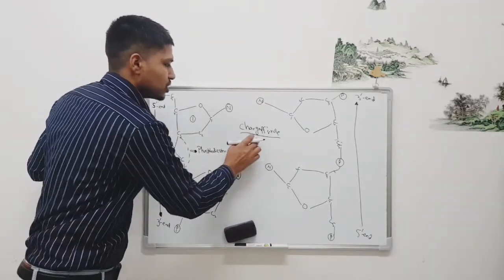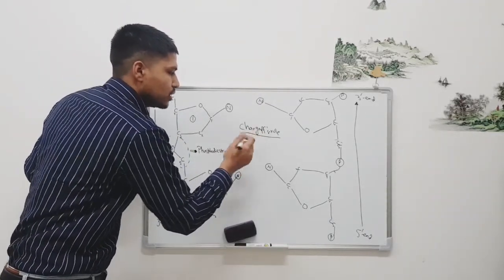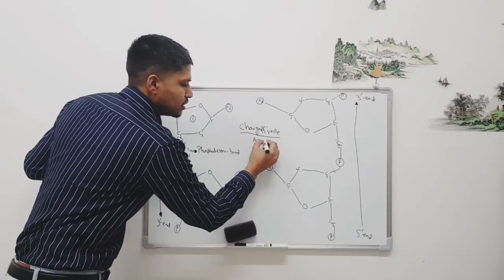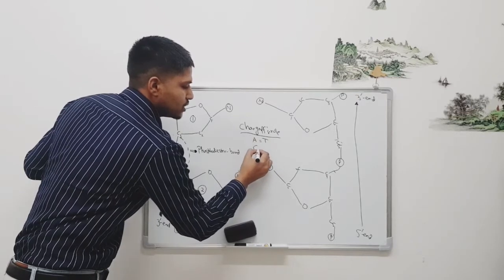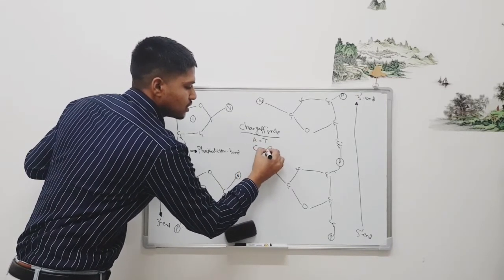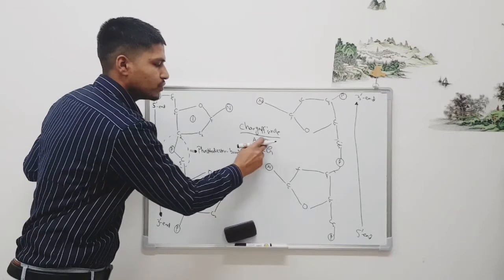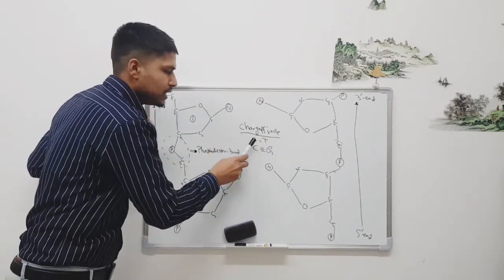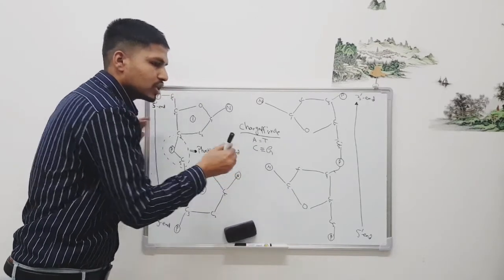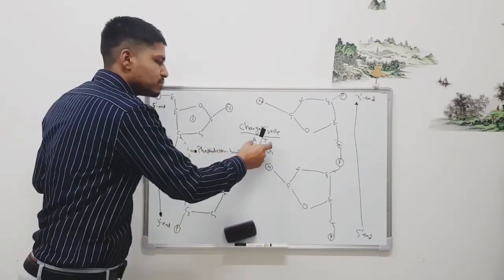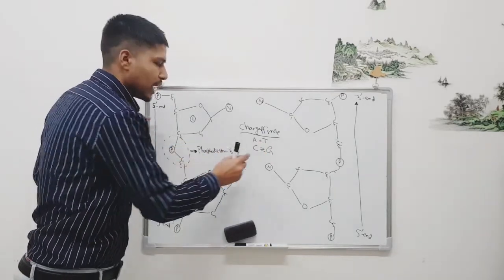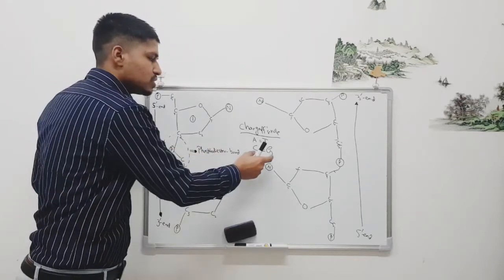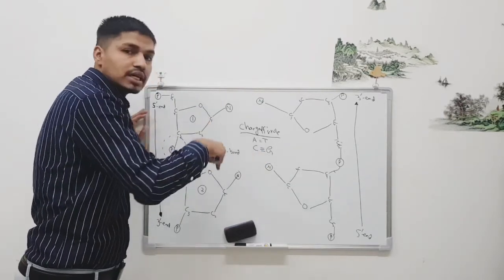In this Chargaff's rule, what the rule told us is that adenine always goes with thymine and cytosine goes with guanine. What does it mean? The ratio or the amount of adenine and thymine should be equal, and the ratio or the amount of cytosine and guanine should be equal in the DNA molecule.